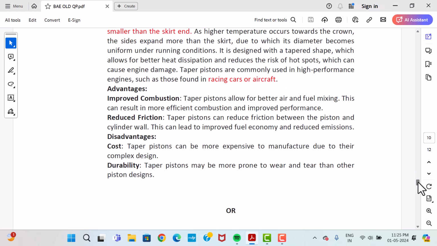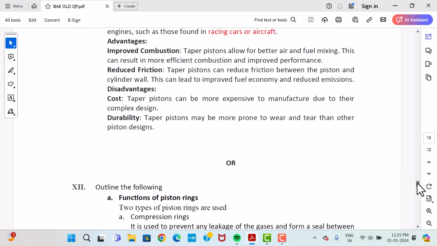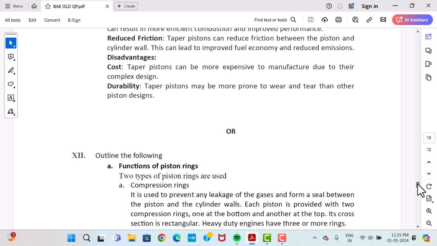Disadvantage: the manufacturing cost is too high. Taper pistons can be more expensive to manufacture due to their complex design. Based upon durability, taper pistons may be more prone to wear and tear than ordinary pistons. If it undergoes wear and tear, it becomes a very severe condition, that is, durability problems are there.